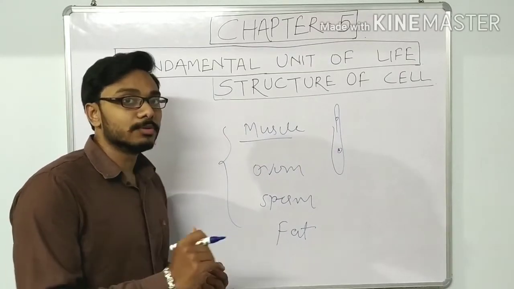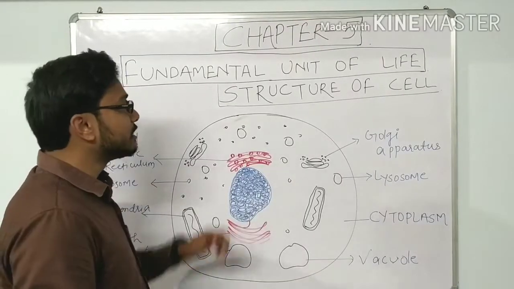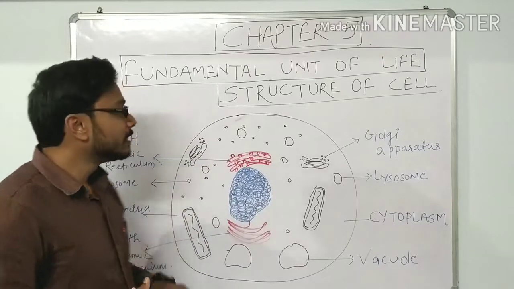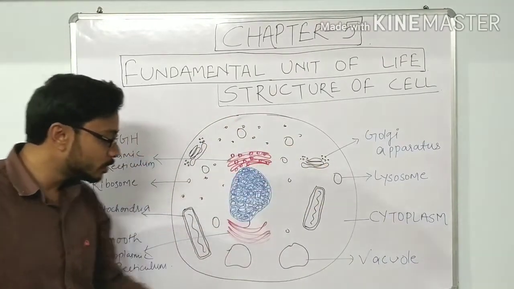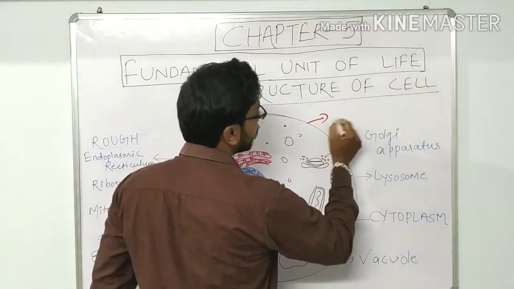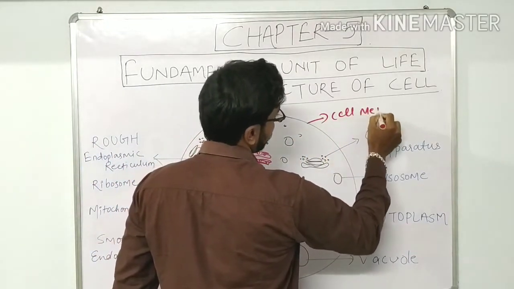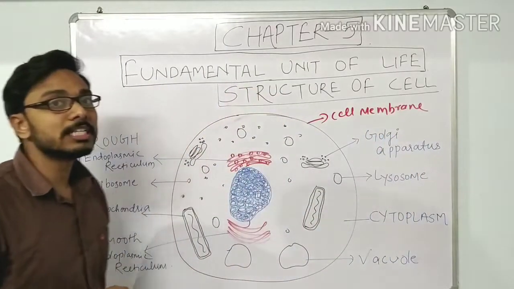Now let us come to the structure of the cell. Okay students, so now we will see the structure of the cell. The basic structure of the cell consists of the outermost layer. That layer is known as the cell membrane, or it is also known as the plasma membrane.